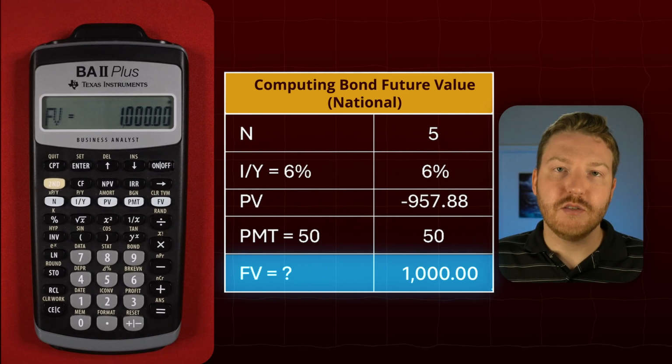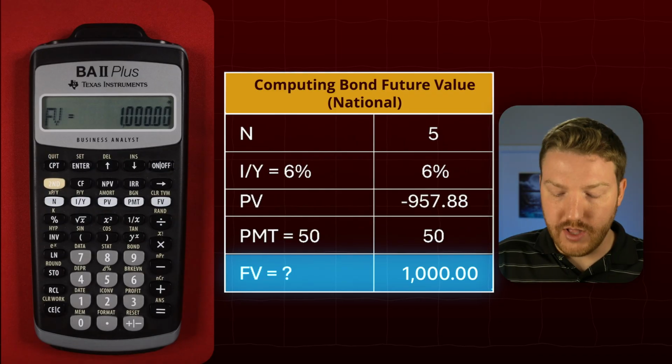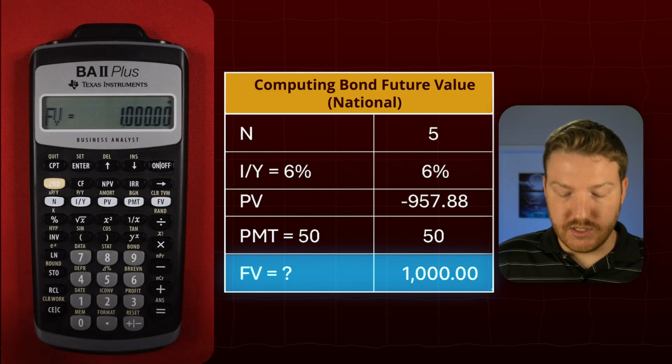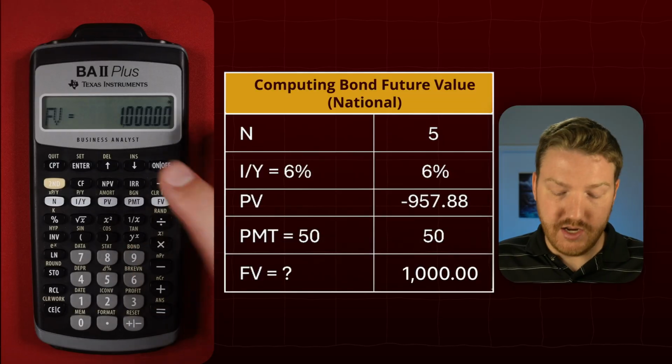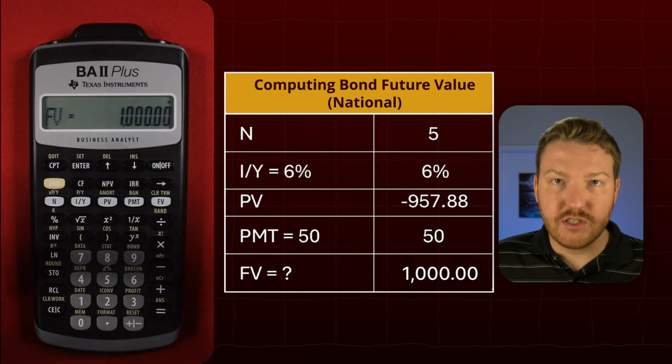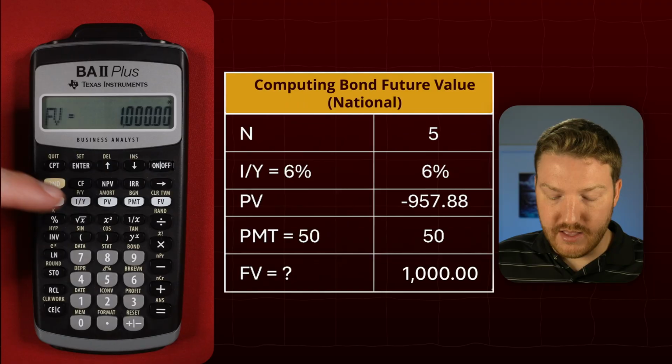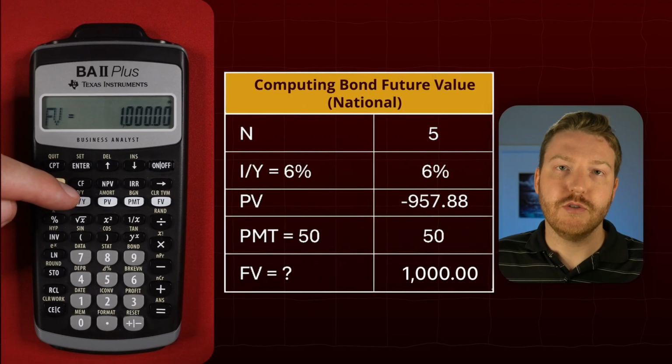And we find that this bond is going to pay out a notional at the end of 1,000. The price of it today was only $957.88. So this bond is trading at a discount because the coupon rate is lower than the required rate of return or the interest per year.